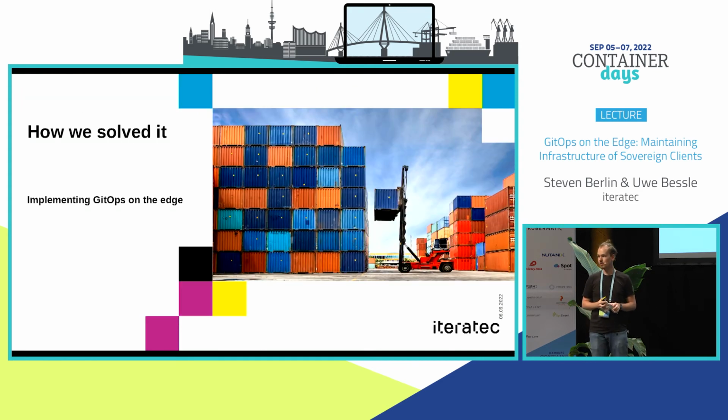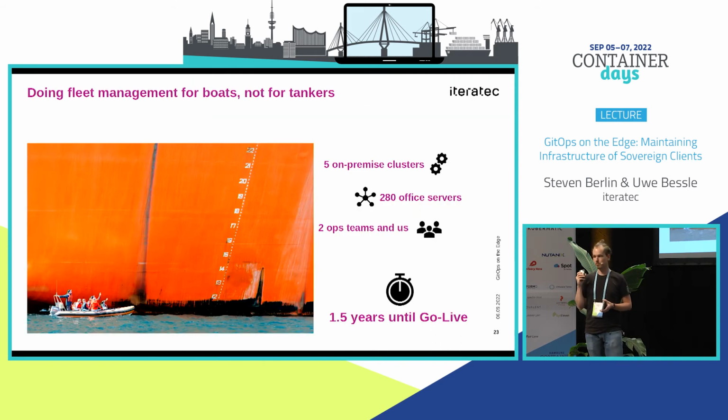Okay, moving on. How did we solve it? Our main concern here was, let's take a look on it. The customer has experience with operating 5 on-premise clusters in the data center, but not 280 potential clusters or servers in the remote locations. So obviously it's currently being done, but it's based on manual scripts.